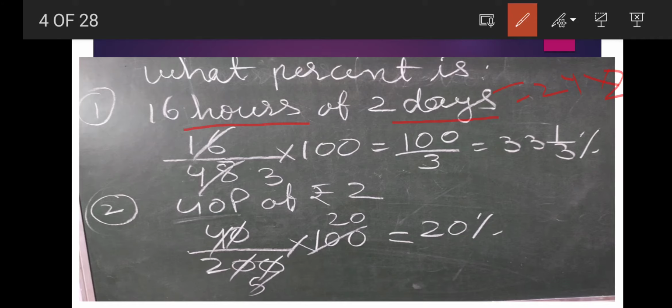Next question is 40 paise and 2 rupees. Again you will make the unit the same. Either convert paise into rupees or rupees into paise. It's very easy to convert rupees into paise. 1 rupee is equal to 100 paise, so 2 rupees will be 200. So 40 by 200 into 100. You do the calculation and you get the answer 20%.